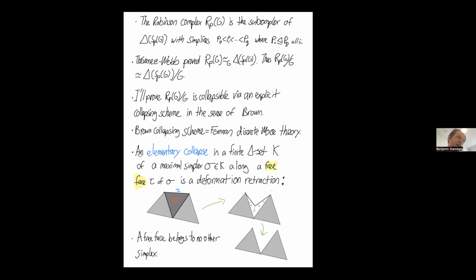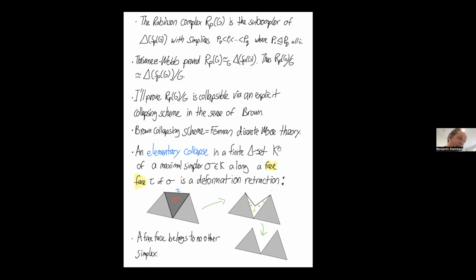So let me just remind you of what an elementary collapse is. And to make things simpler, I'll explain what it is in a finite delta set. So what you do is you take a maximal simplex. Sorry, I have a finite, I said it wrong. My maximal simplex is sigma.